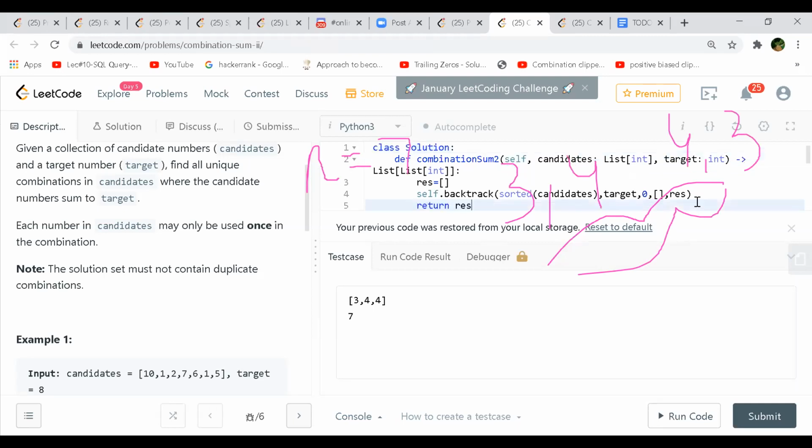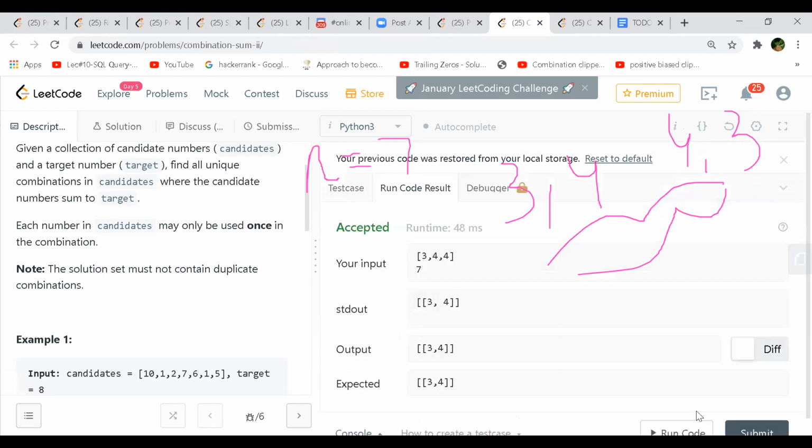So in this case, when you come to 3, you will be there, and then you'll find 4. You're done. Then you come back again. You look for the second 4, but it is a combination, because for the first 4 we'll make two calls. Our recursion would be like this.